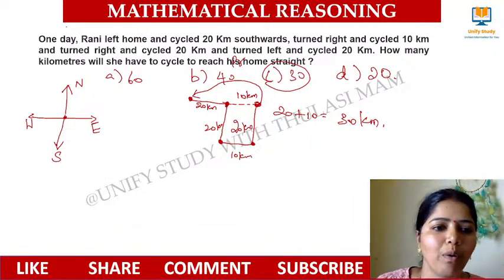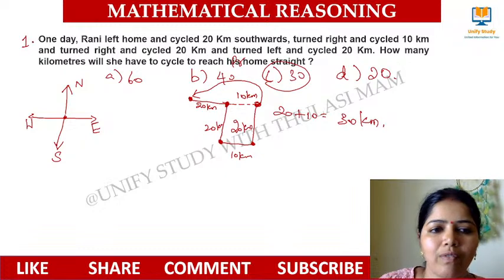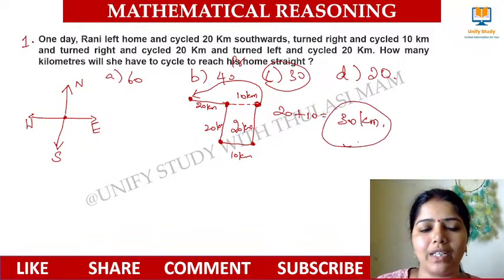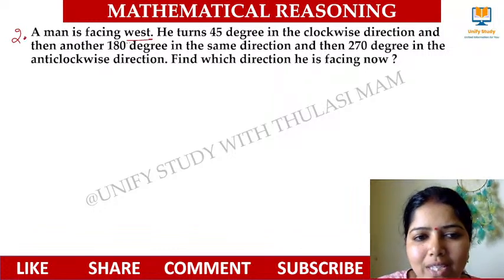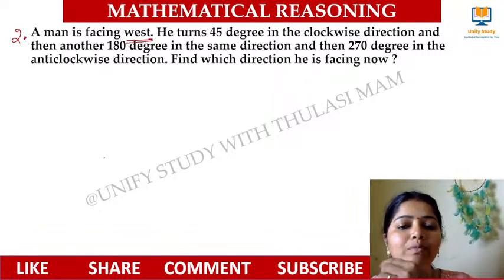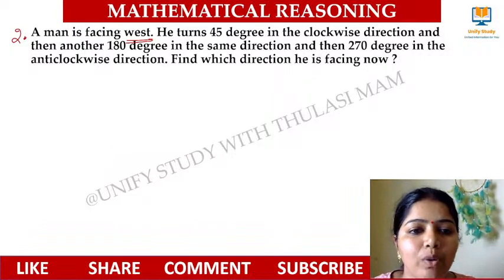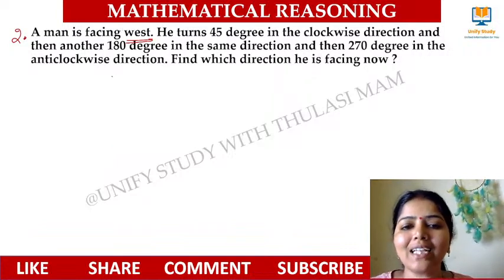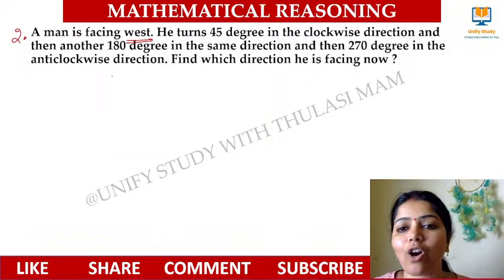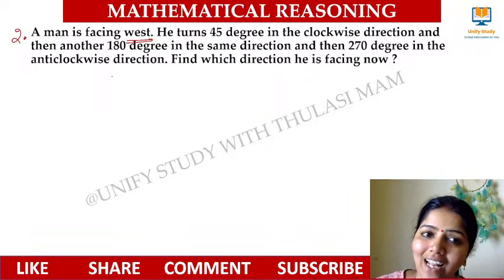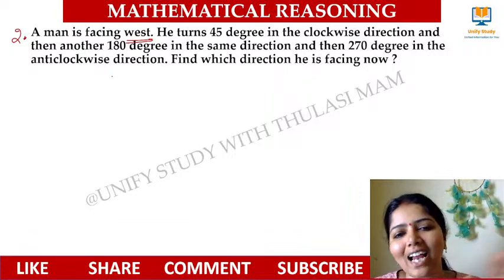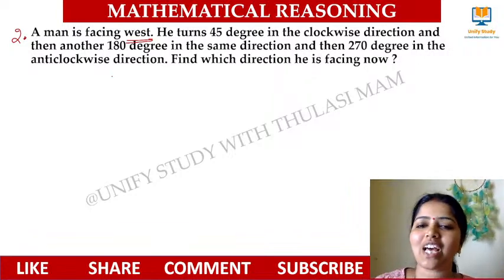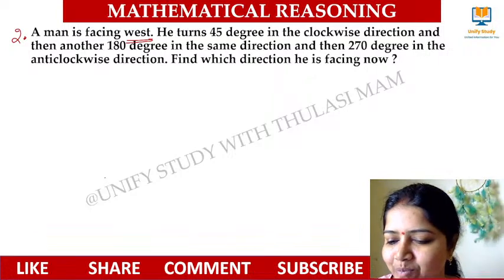Yes, good. Next problem. This is question number 1, and we have got the answer, 30 kilometers. Very good. Now the second question, which is with angles. A man is facing west and he turns 45 degrees in the clockwise direction, and then another 180 degrees in the same direction, and then 270 degrees in the anti-clockwise direction. Which direction is he facing now?